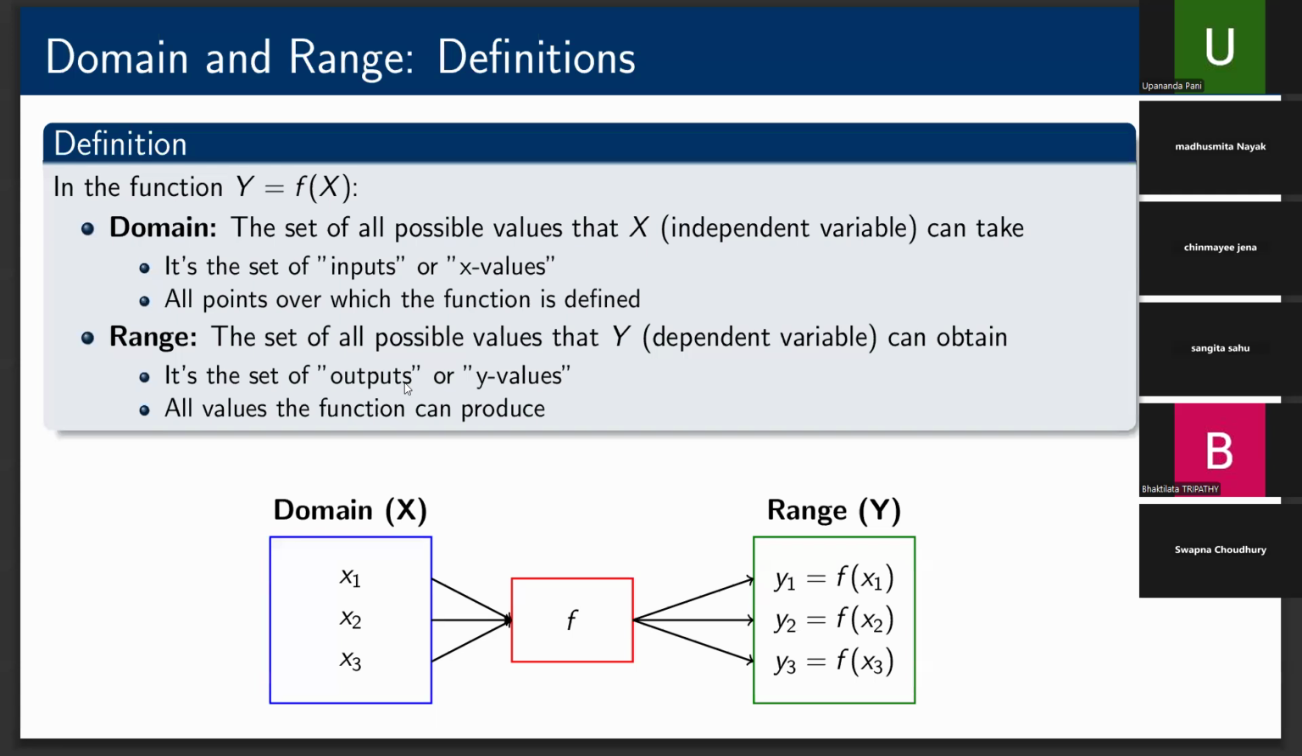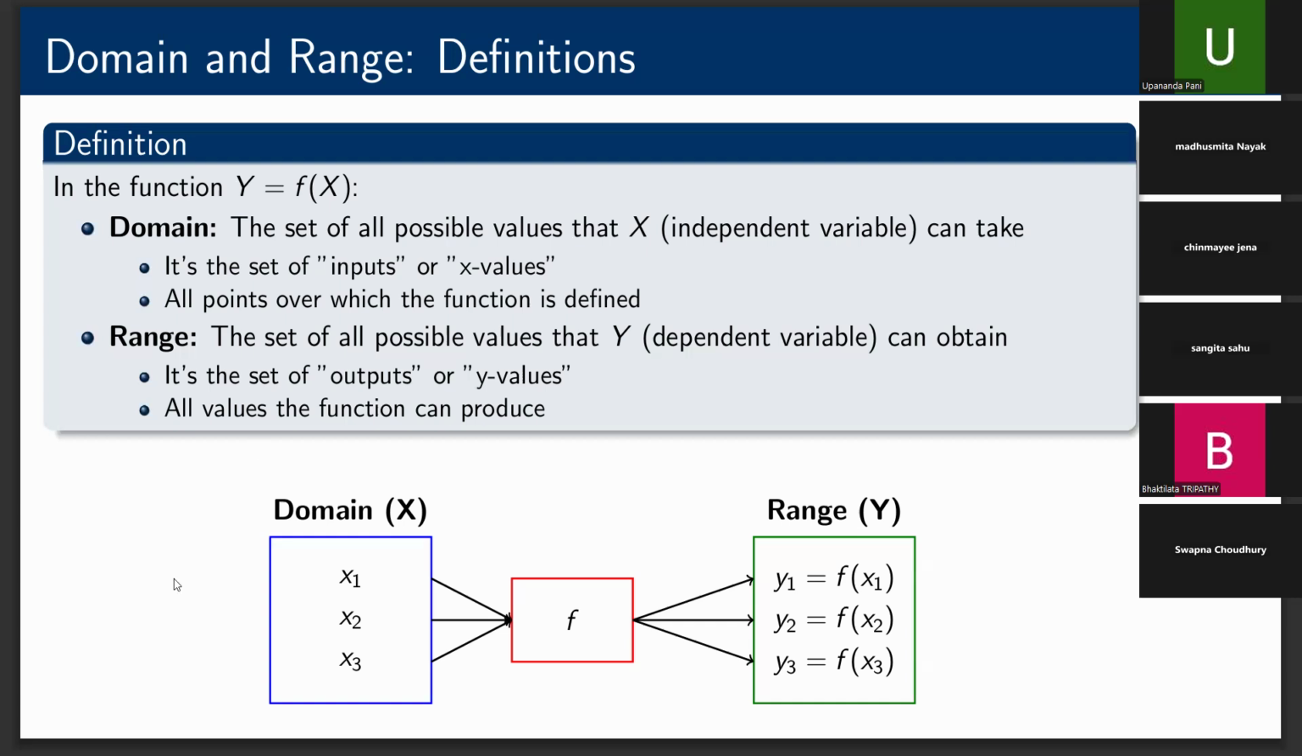How do we define a function? It's a definition. If y is a function of x, what is the domain? The domain is the set of all possible values that x, my independent variable, can take. And what is the range? For the given values of my independent variable, all the possible values of y I will get is known as the range of the function.